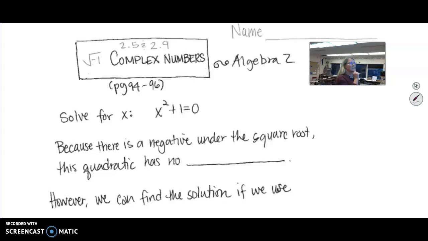Cronin here. In this video, we are going to be learning about complex numbers and how to work with complex numbers. Where do they come from? What are they used for? And this corresponds with 2.5 and 2.9 in your textbook.